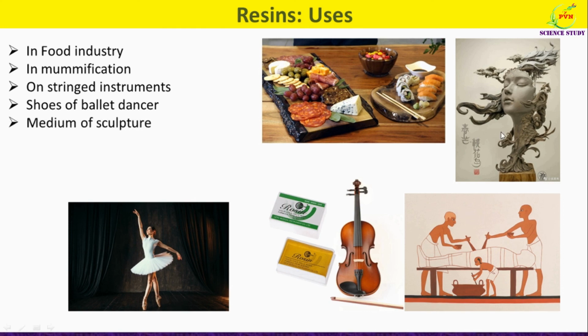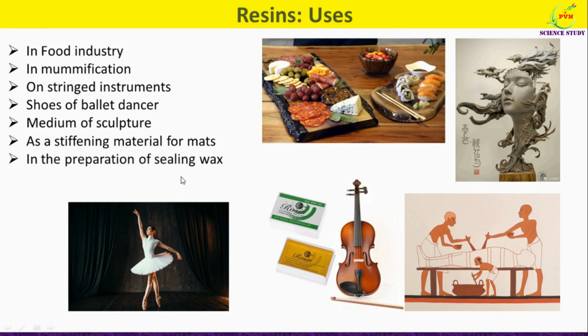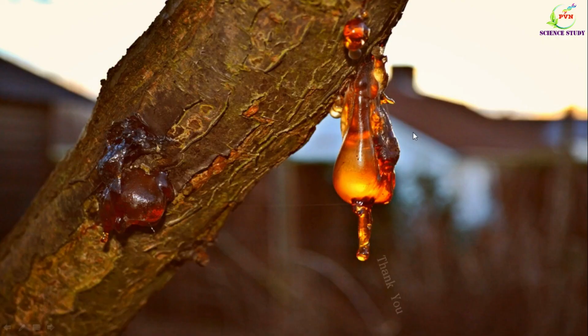Resin has also been used as a medium for sculpture and other types of artwork by the artist. Resin is also used as a stiffening material for mats. Resins are also used in the preparation of sealing wax. With this, we have completed the uses of resin as well as resin as a whole. Thank you.